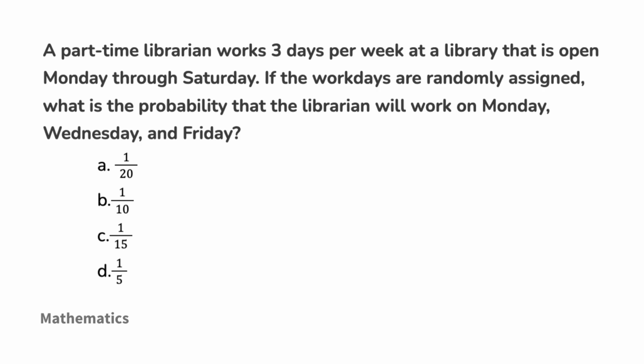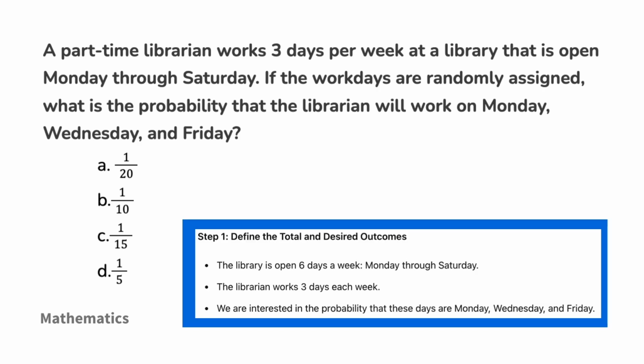Excellent. Let's start. To work out this problem, we'll need to calculate the probability of specific events occurring within a set scenario, specifically focusing here on the selection of days that a librarian works at a library that is open multiple days a week. So our first step here is to define the total and desired outcomes. The library is open 6 days a week. That's Monday through Saturday. And the librarian works 3 days each week. And here we're interested in the probability that these days are Monday, Wednesday, and Friday.